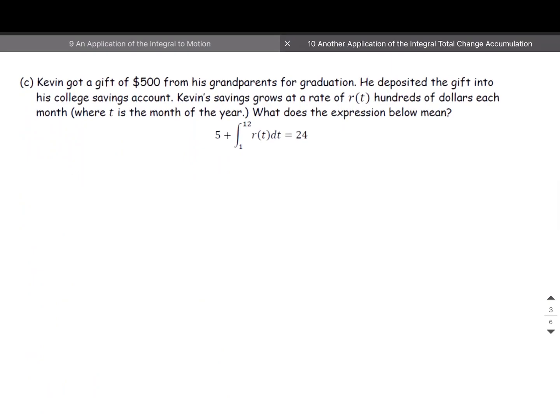All right, so Kevin got a gift of $500 from his grandparents for graduation. He deposited the gift into his college savings account. Kevin's savings grows at a rate of R of t hundreds of dollars each month, where t is the month and year. So remember, this is how much he gets. This is the change in the money. This is the start. Now wait a minute, he started with 500. Why does that just say 5? Because it's in hundreds of dollars, and that's why we don't have to write 500.